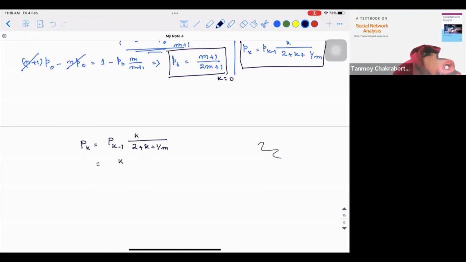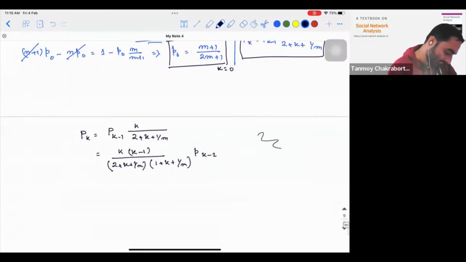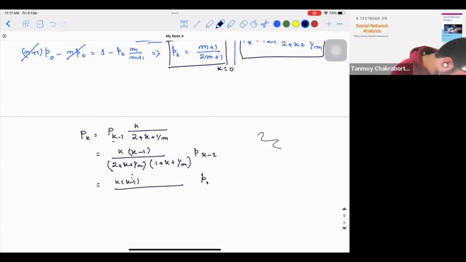So we have k into (k minus 1) by 2 plus k by 1 by m, times 1 plus (k plus 1) by m, right, p k minus 2? If you go on and on till p0, in the numerator you will have k into k minus 1. So this is k minus 1, we have k, right? So 0 means you will have 1 here.